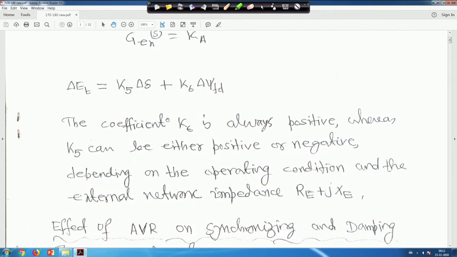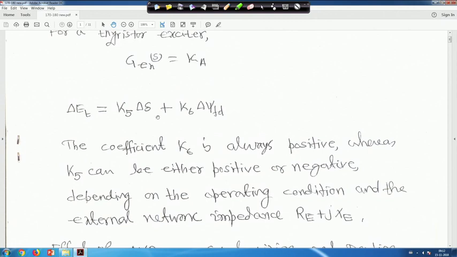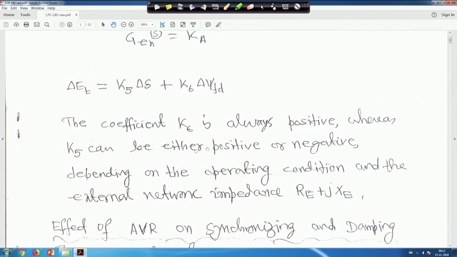So, we have seen that delta E t is equal to k 5 delta delta plus k 6 delta psi f d, which we have already derived, right. Therefore, the coefficient k 6 is always positive. So, earlier I told you k 1, k 2, k 3, k 4 are always positive, and k 6 is also positive, whereas k 5 can be either positive or negative depending on the system operating condition and the external network impedance, that is R e plus j x e.